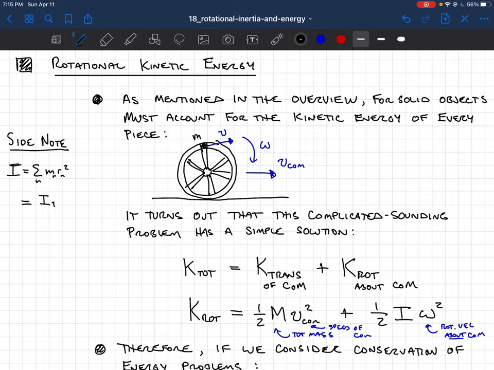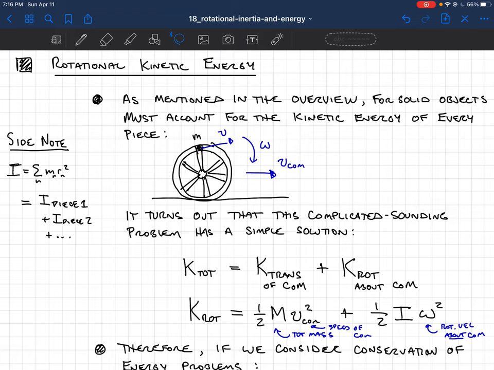You can actually think of it as I of piece 1 plus I of piece 2 plus dot dot dot, meaning you can group together all of the little masses, for example, in the wagon wheel's spoke, and call that one part of the moment of inertia. And you could group together the wheel part of it and call that another piece of the moment of inertia. And then you could group together the little ball at the center.